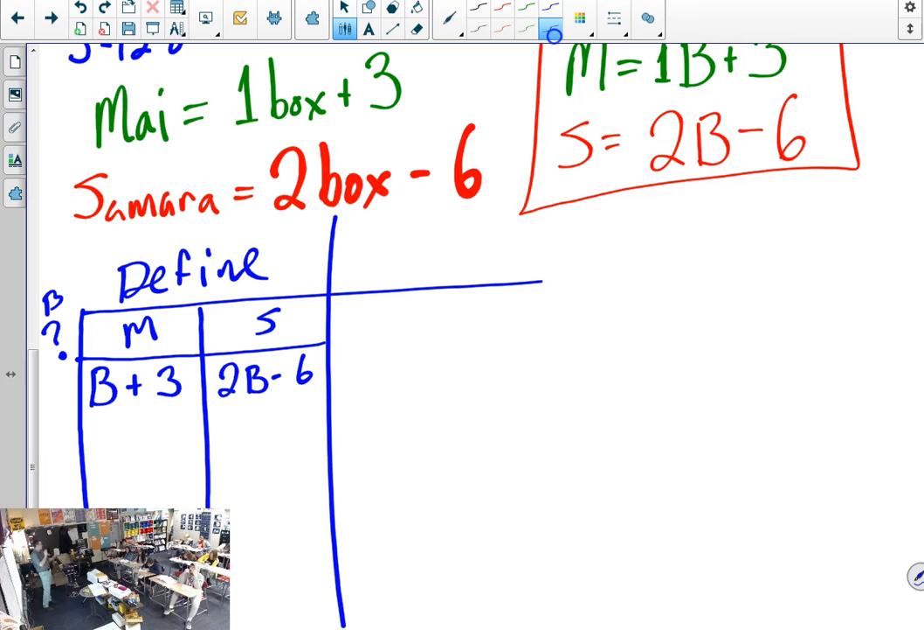How do we get them to have the same number of cookies? So let's guess a number for the cookies. Cam? 7. No, they're mini boxes. I'm going to change colors because it's our first trial. Let's guess 7 for B.